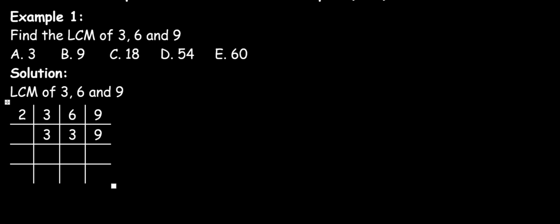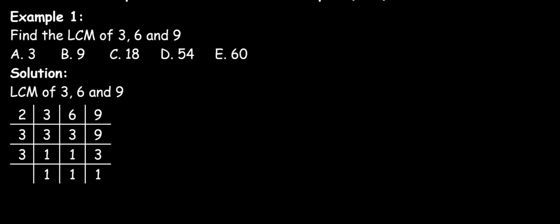Next, we can conveniently pick 3. 3 divide 3, 1. 3 divide 3, 1. And 3 divide 9, 3. We can go with 3 again. 3 can still divide. 3 divide 1, you bring the 1 down. 3 divide 1, you bring the 1 down. 3 divide 3, gives you 1.